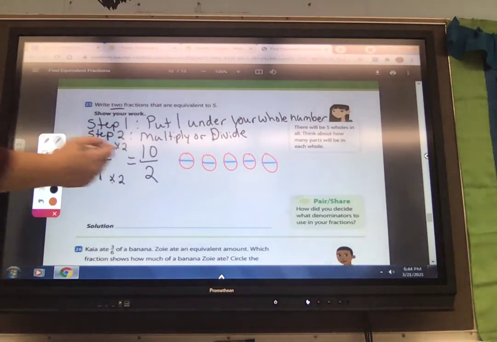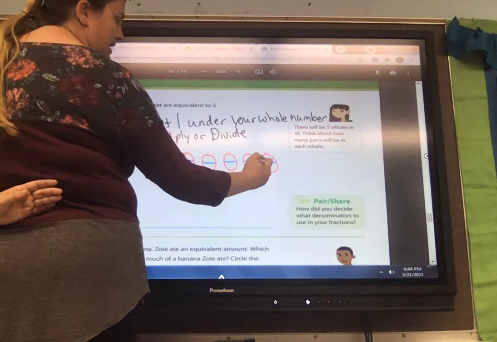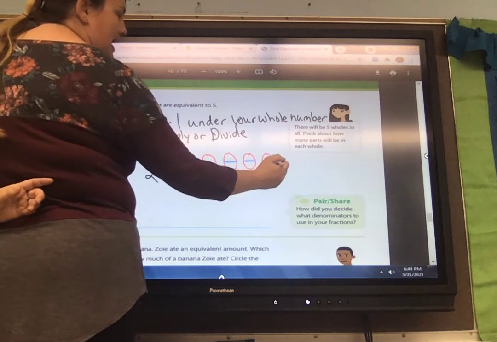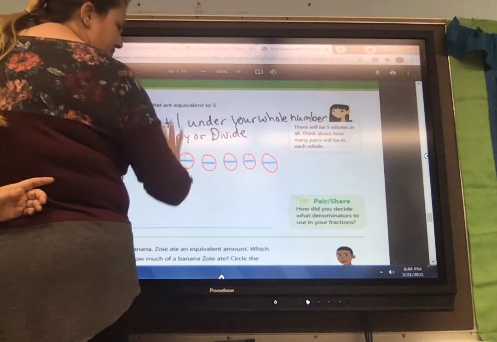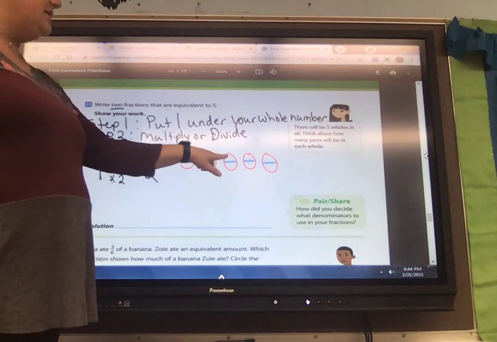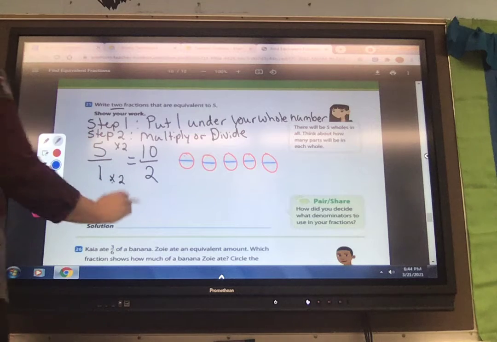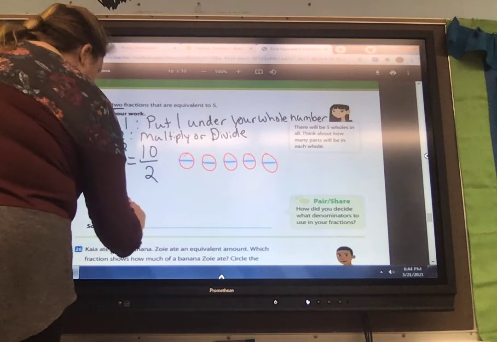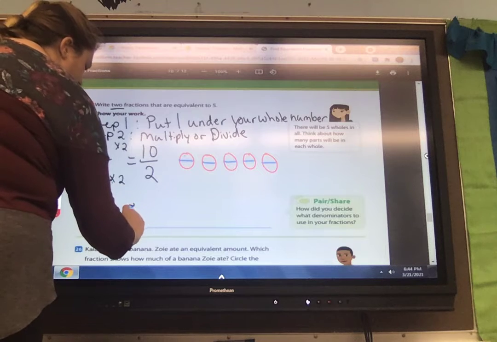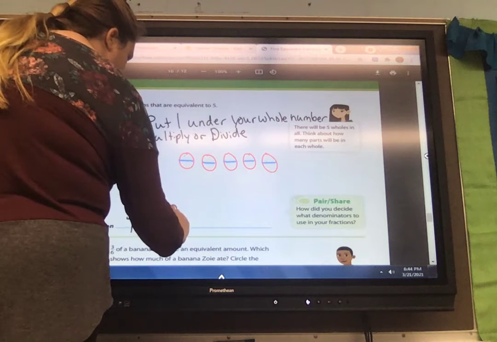Now let's count those parts. We have 1 half, 2 halves, 3 halves, 4 halves, 5 halves, 6 halves, 7 halves, 8 halves, 9 halves, and 10 halves. So that's how I get 10 out of 2. Did I change the pizza? Only by adding a line, didn't I? Still 5 pizzas, but this time there are 10 out of 2 because 1 pizza has 2 parts. These are my equivalent fractions. So my answer, 5 over 1 is equal to 10 over 2.